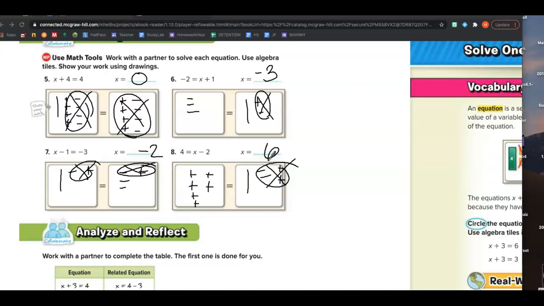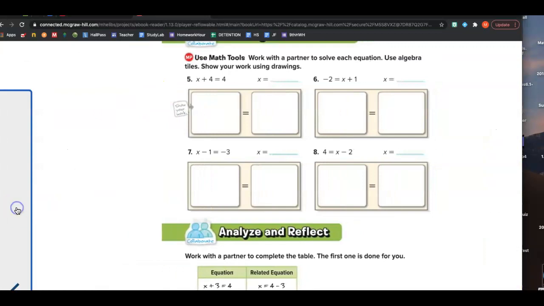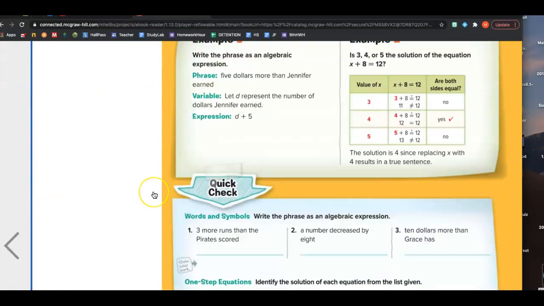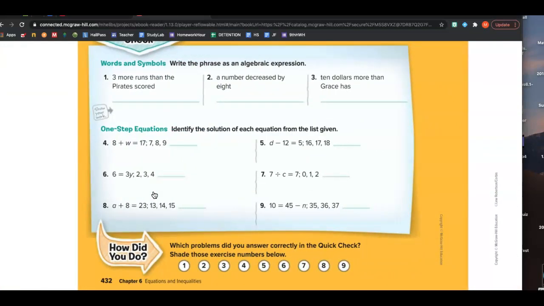Questions on that? Okay, your homework. Basketball boys, I know you're going to be dismissed in just a second, but you need to get all your homework before you leave. It starts on page 432. You're going to be doing this quick check. So numbers 1, 2, and 3, you have to write an algebraic expression that represents that situation. You will have variables in there. On number 4 through 9, one of these numbers is the answer. You have to tell me which one.